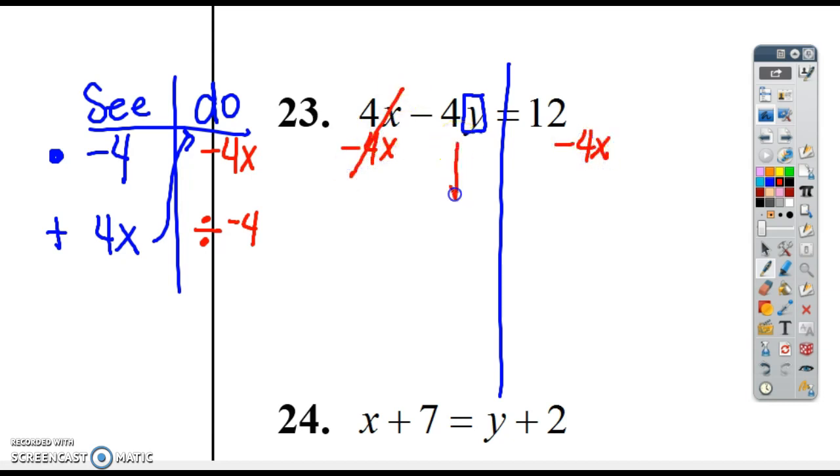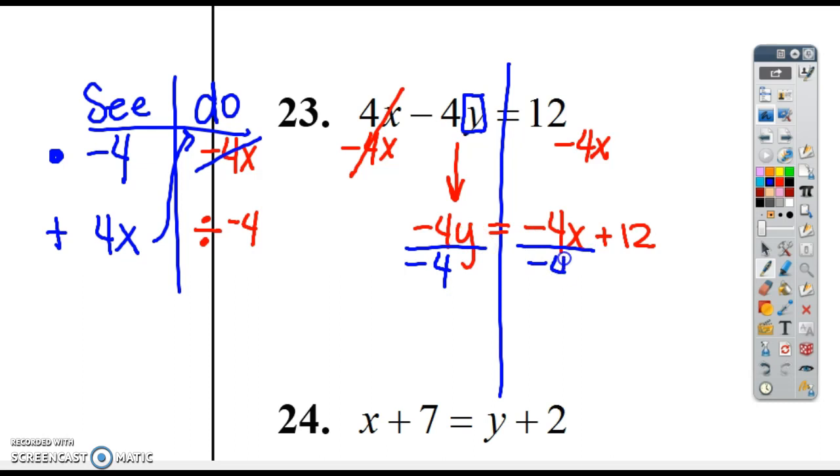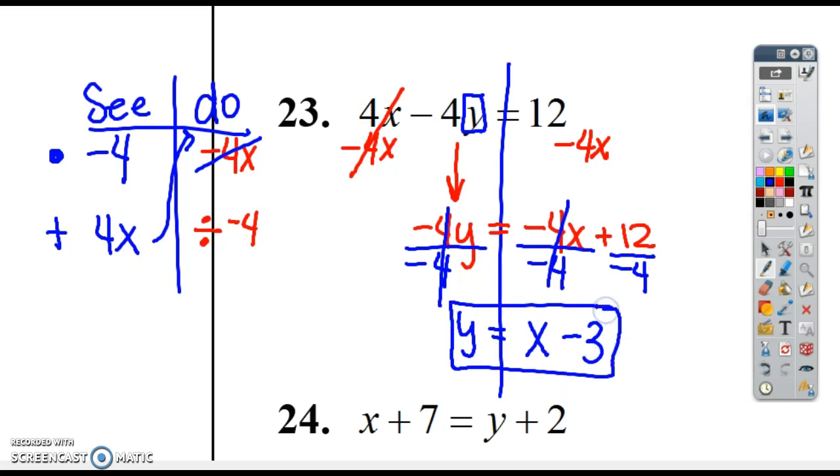4x minus 4x cancels. Bring down your negative 4y. Your equal sign, 12 minus 4x cannot be combined, so we just bring each of them down, negative 4x. Bring down your positive 12. And the last thing we need to do is divide out by a negative 4 to everything. So these negative 4 divided by negative 4 cancels out. We bring down our y. Negative 4x divided by negative 4 also divides out. Bring down our 1x. And plus a positive 12 divided by negative 4 leaves us with a negative 3. So y should equal x minus 3.